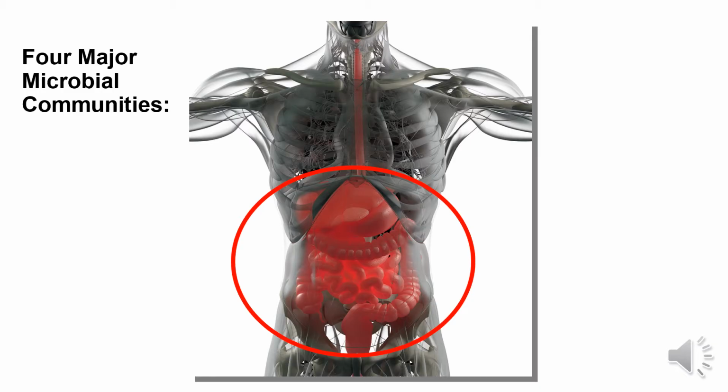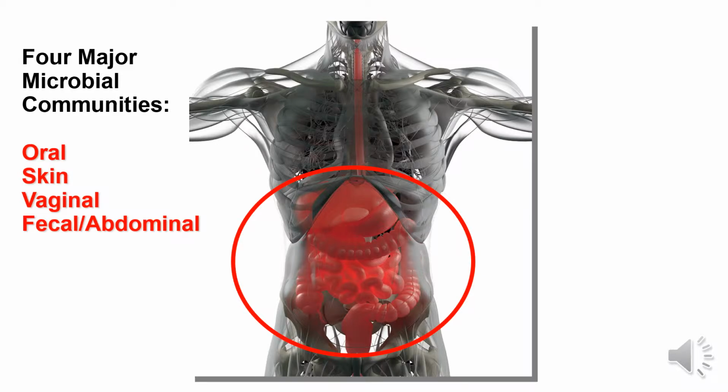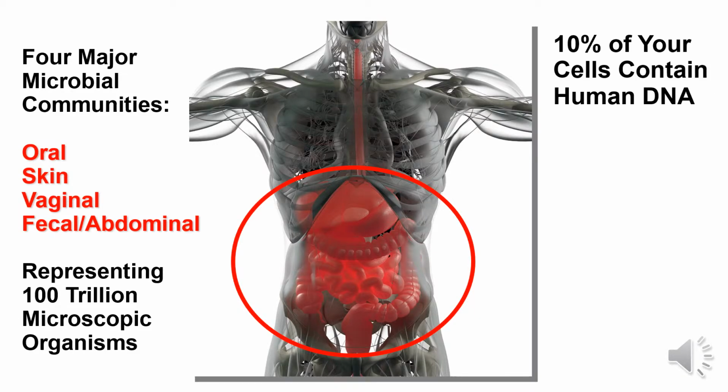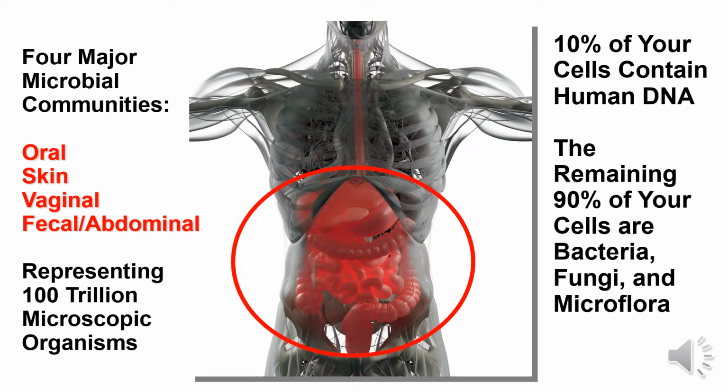On and in your body are 4 major microbial communities: oral, skin, vaginal, and fecal or abdominal, and when added together, they represent about 100 million microscopic organisms. This means that 10% of your cells contain DNA. The remaining 90% of your cells are some combination of bacteria, fungi, and microflora.